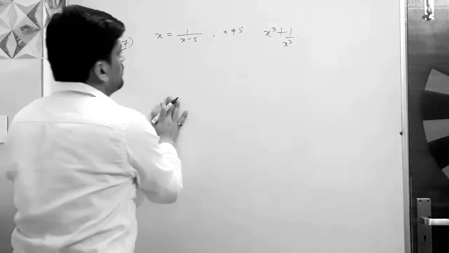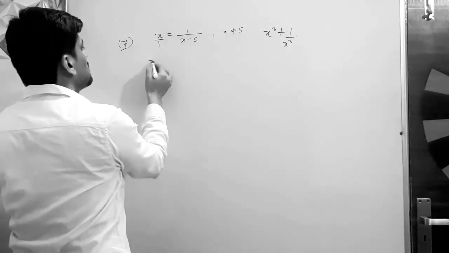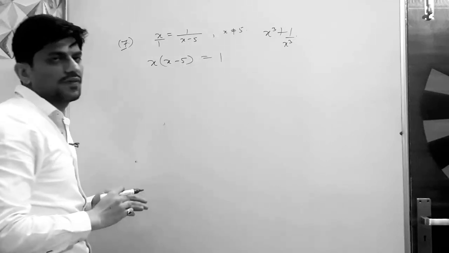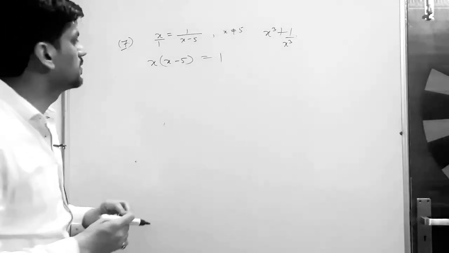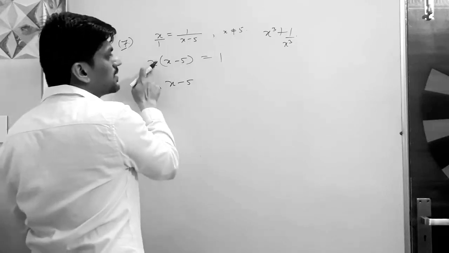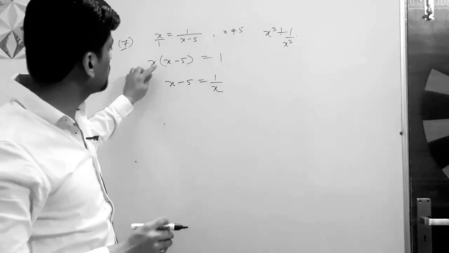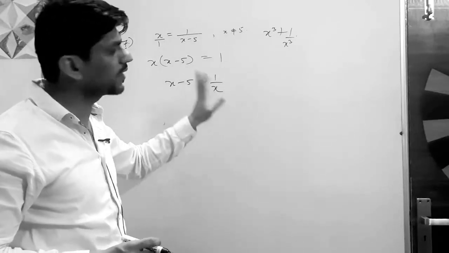See how to do this question. First of all, let us cross multiply. What I have done? x times x minus 5, and 1 times 1 is 1. Alright. Now leave x minus 5 as it is here and take this x to the denominator of the right hand side. So this is multiply, it will go to divide. So x minus 5 is 1 over x.